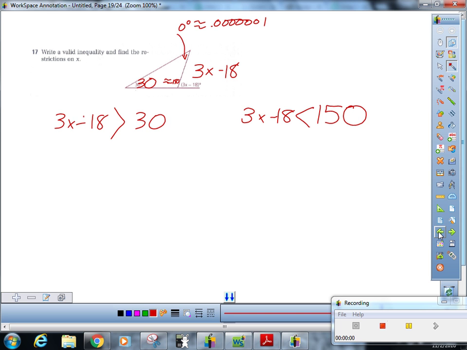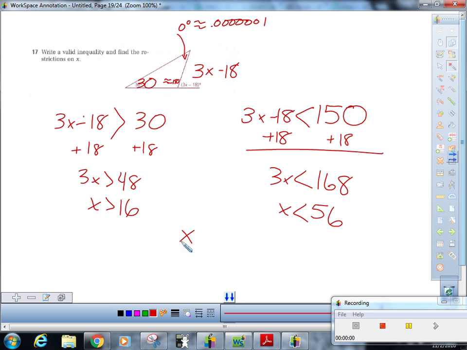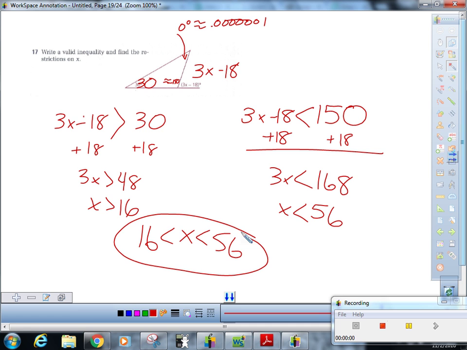Okay, we won't have to be doing any flipping in this one. You get 3x is greater than 48. So x is greater than 16. 3x is less than 168. So x is less than 56. So then you would write that as x is greater than 16 and less than 56. Sound good? Boom!